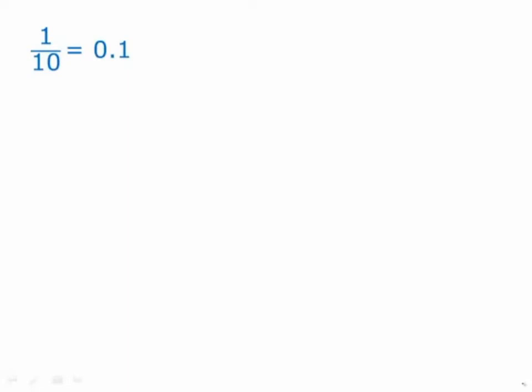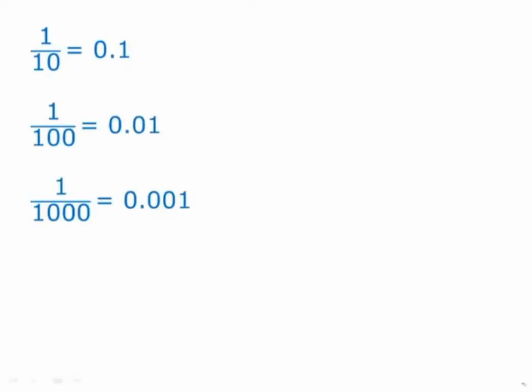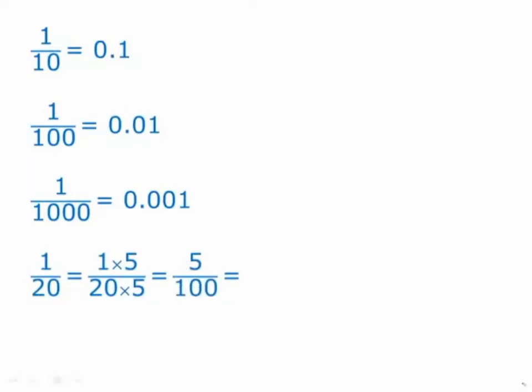1/10 is 0.1. 1/100th is 0.01. 1/1,000th is 0.001. These should be familiar already. But we can use these to get some other fractions. For example, 1/20th. One way to think about that, I'm just going to multiply numerator and denominator by 5. The reason I'm doing that is because I want to get 100 in the denominator, 5 over 100, which of course is 0.05. That's one way to think about the decimal form of 1/20th.